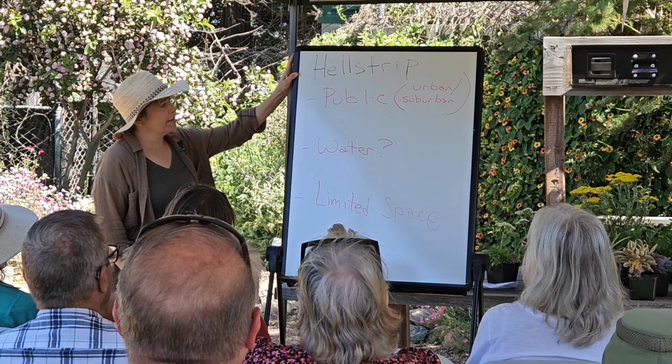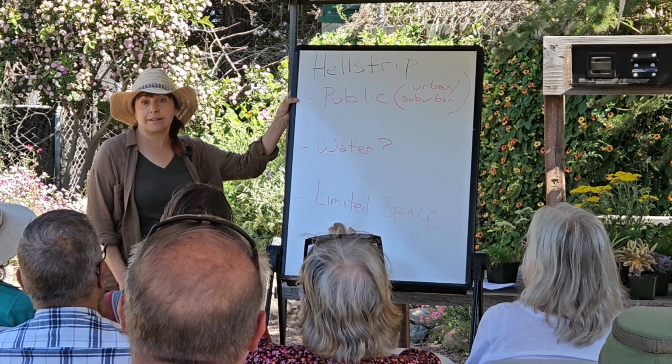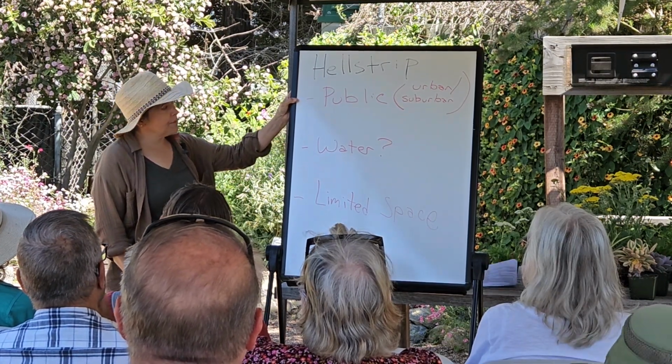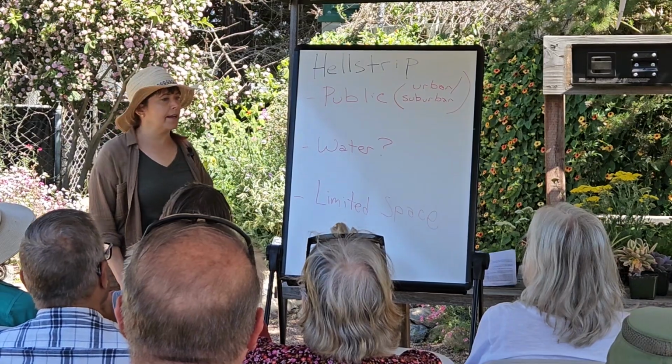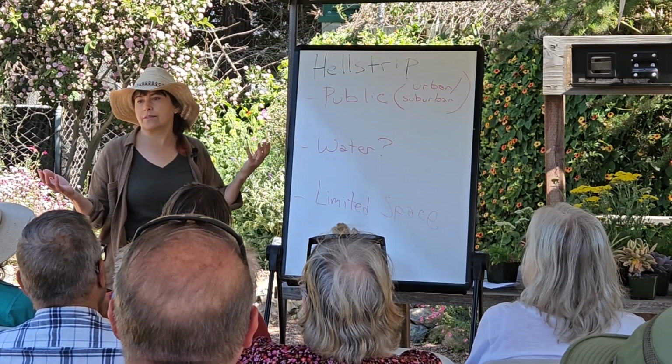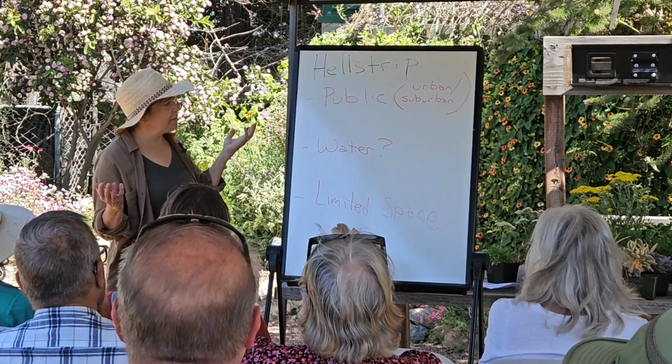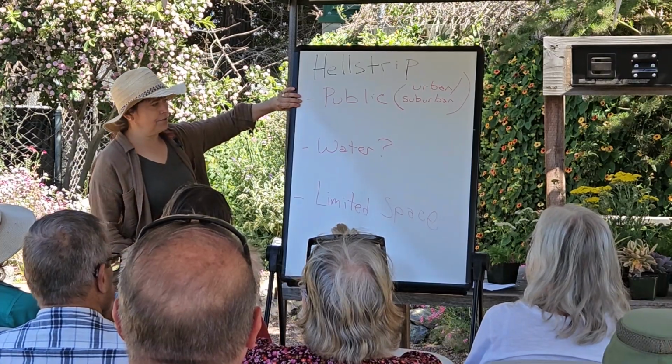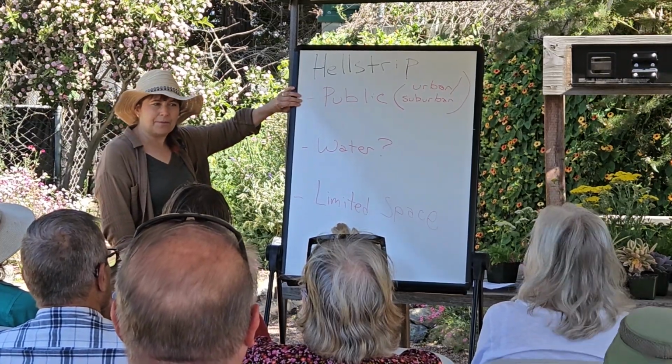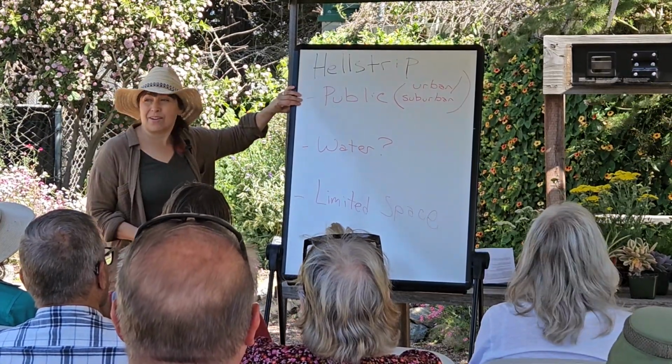Some of the characteristics of a Hellstrip is, you know, it's public, right? And it's typically in an urban or suburban area. Rural areas, you know, they have what they have. But what are some of the issues that we might have with a publicly accessible garden?